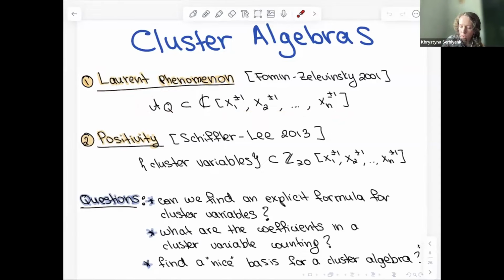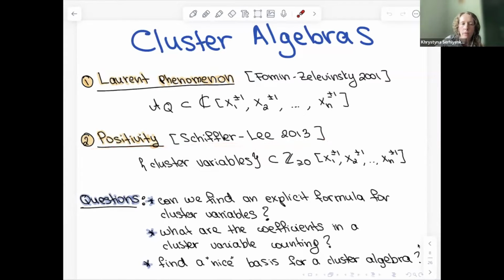So it is not obvious from the definition. There is some sort of miraculous cancellation that happens here, and then the denominators clear away, and your cluster variables after performing these mutations are always Laurent monomials. And then the second result took somewhat longer to show, but it was already conjectured by Fomin and Zelevinsky.